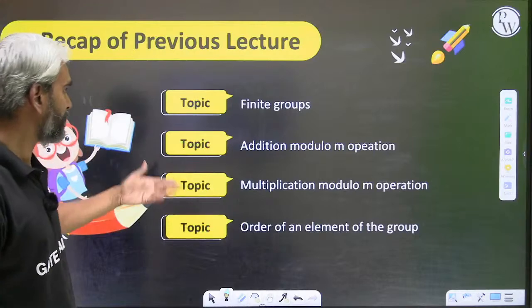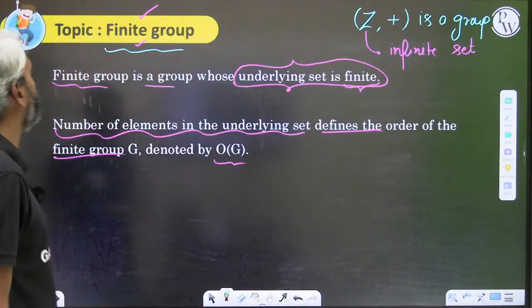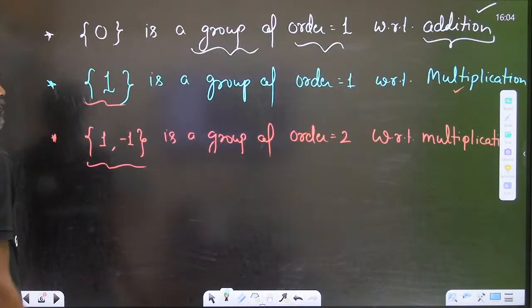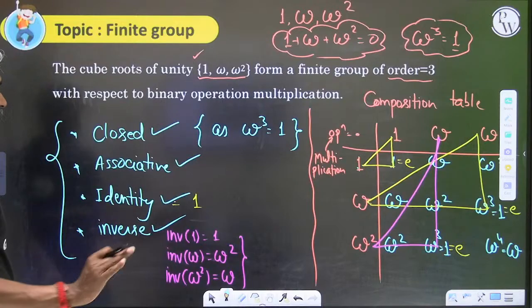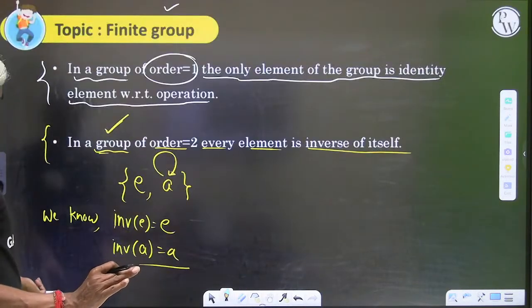So this is just the recap. Let's have the recap first. Finite group: we know that the underlying set must be finite. These are just the definitions. I just want to reach the slide where we faced some technical issue.